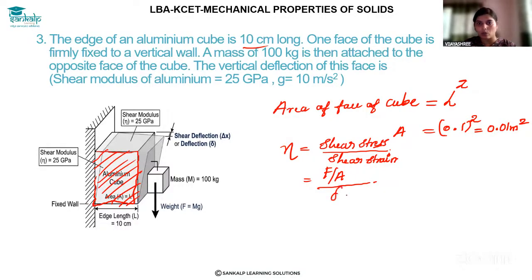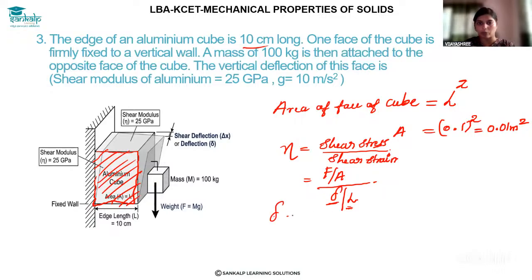Vertical deflection divided by original edge length. Original length, original edge length, this is vertical deflection divided by original edge length. This is the shear strain. Now we need the vertical deflection.